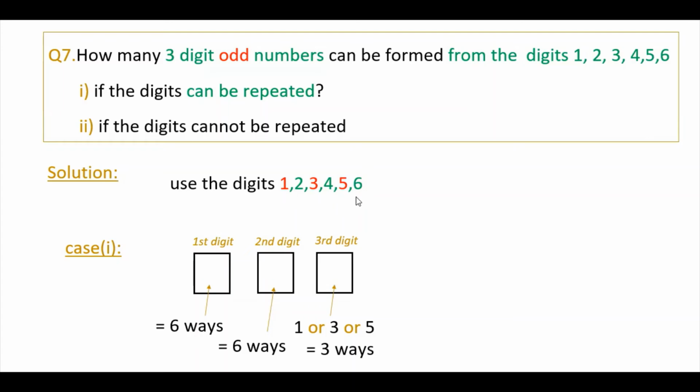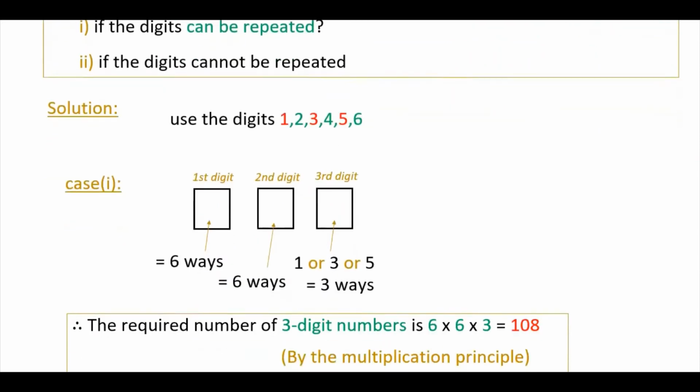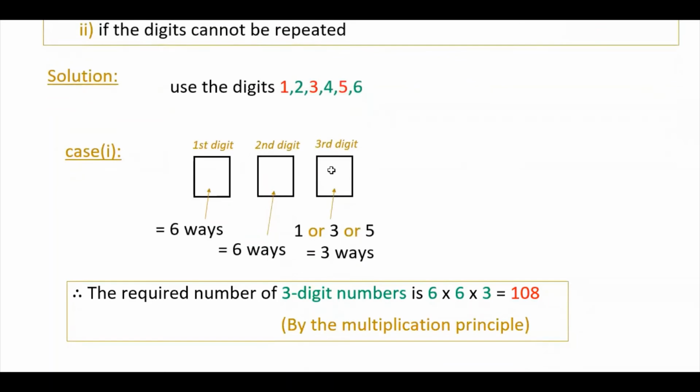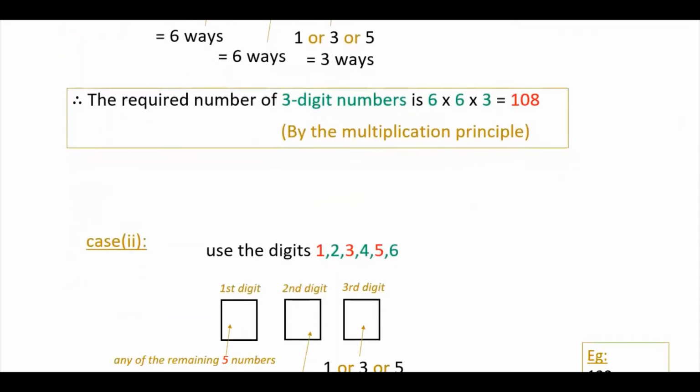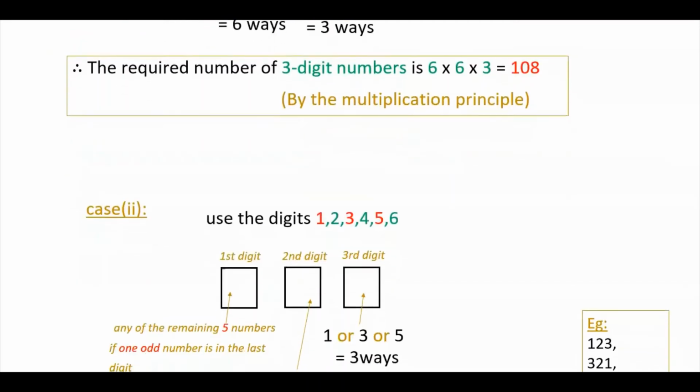So you can write any of these numbers. So 6 ways you can write in the first digit. Similarly, in the second digit also, you can write any of these numbers because it can be repeated. So here 6 and here 6, 6 ways. And in the third digit, 3 ways because it is an odd number. So the required number of 3-digit numbers is 6 into 6 into 3, that is 108. If you take the second condition, that is the digits should not be repeated.